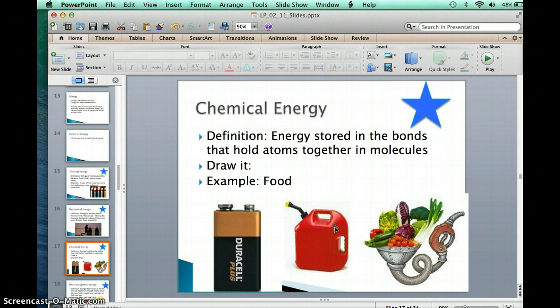Gasoline for a car is stored energy, and then right here you got food. Okay, food is stored energy, and when we use cellular respiration to break apart those bonds, break apart that food and turn it into usable energy, okay, then we're taking chemical energy and changing it into another type of energy.